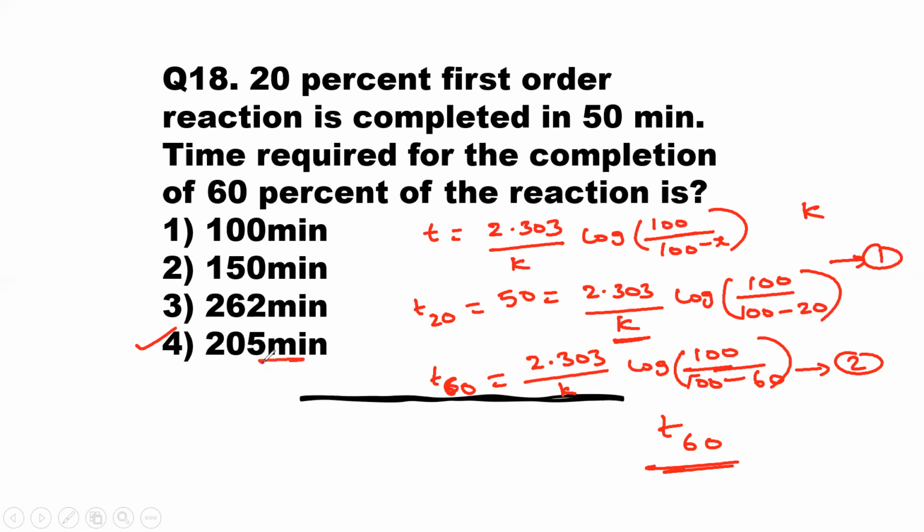So it is approximately 205 minutes. I hope it is clear. Next question. From the first equation, you'll get the K value. Substitute the value of K in the second equation and find out the time taken for the reaction to complete 60%.